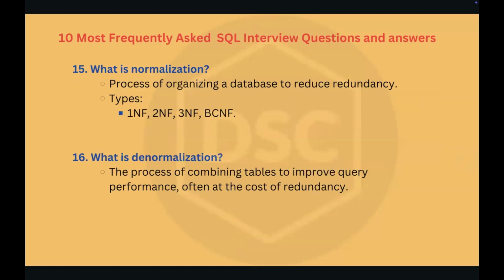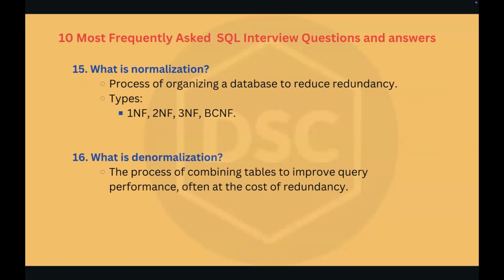Question number 15. What is normalization? Normalization is the process of organizing a database to reduce redundancy and improve data integrity. There are various types, like 1NF. 1NF stands for first normal form, which eliminates duplicate columns and ensures atomic values.